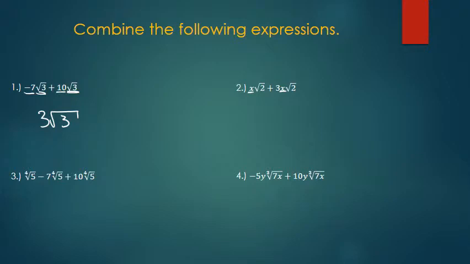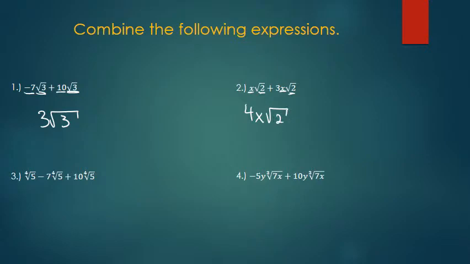So now I move into the root. And notice they both have root 2's. So in this case, I can also combine them. And I'll do it by adding the values on the outside of the roots. So I have x plus 3x, which is 4x root 2.